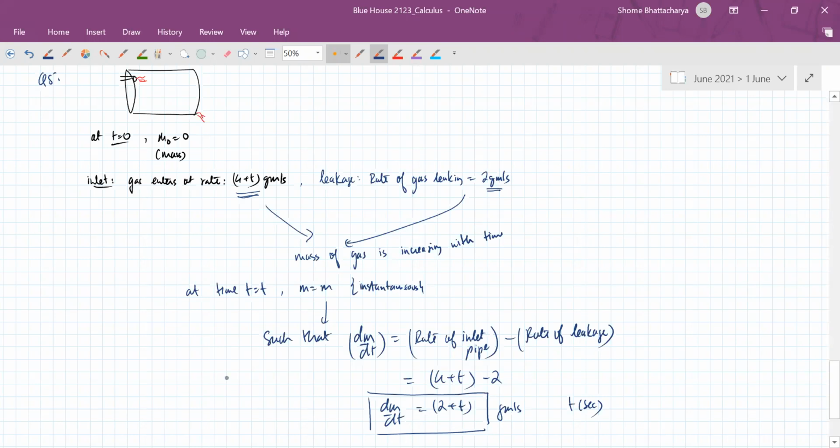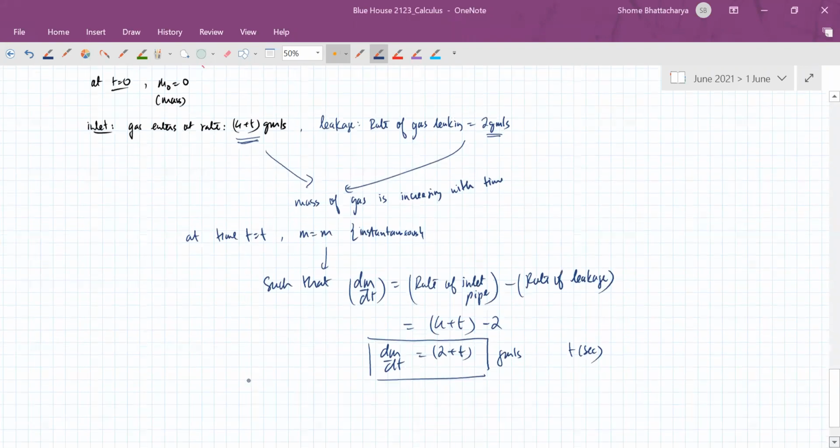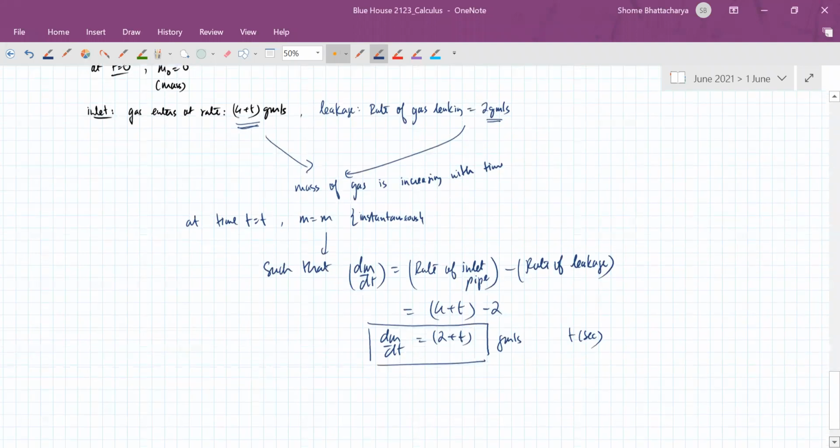Okay, so this is clear so far? Yes, sir. Okay, now the slightly tricky thing. We have found out the net rate at which the mass is increasing. So that's the first part. Now the B part, which is a little bit more complex: the total mass of the gas as a function of time. So I have got dm by dt, but from this I need to find out m as a function of time.